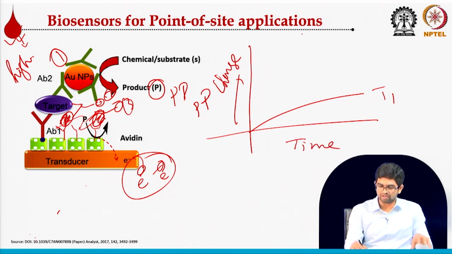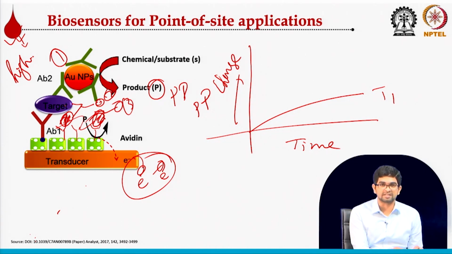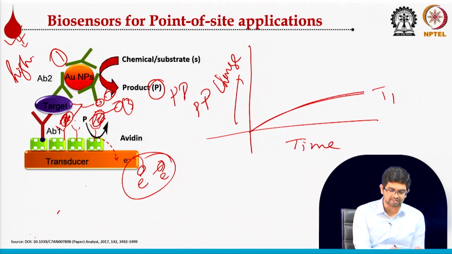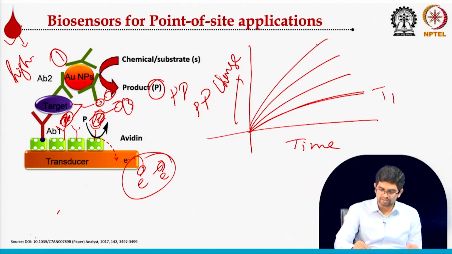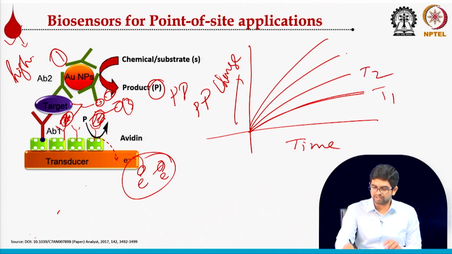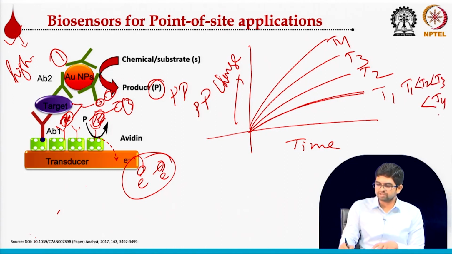This is called chronocoulometry. I will come to the technique names later, but just for your basic concept, I am taking the output in the form of charge with respect to time. If the target concentration is very low, T1, you are getting this output. Now, if you increase the target concentration, you get target 2, target 3, target 4, T1 then T2, T3, T4 like this. As your target concentration increases, your charge will slowly also increase.